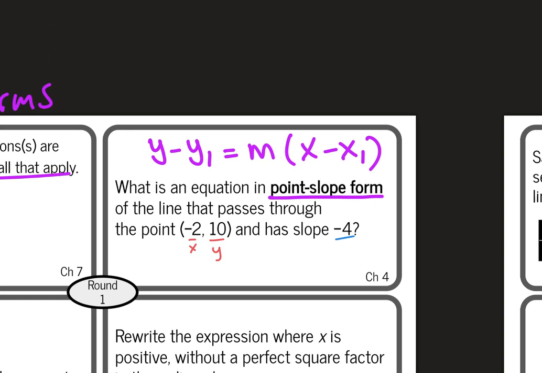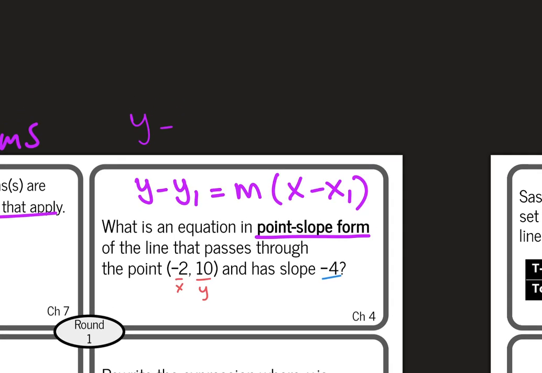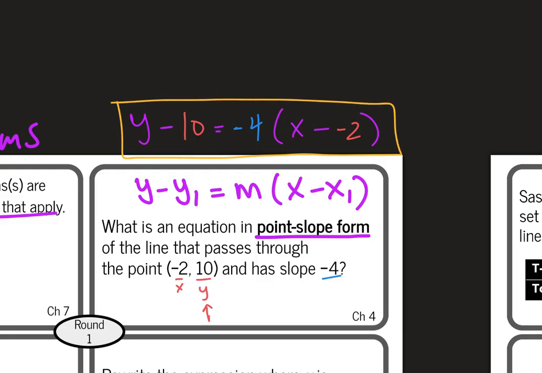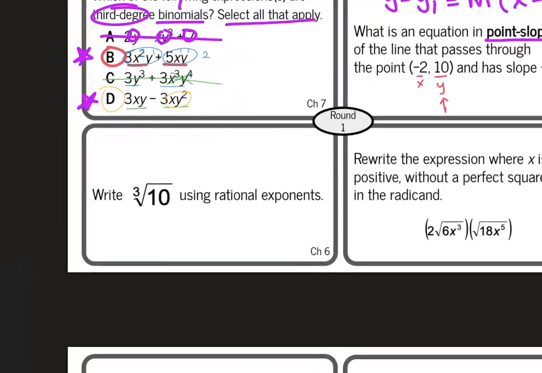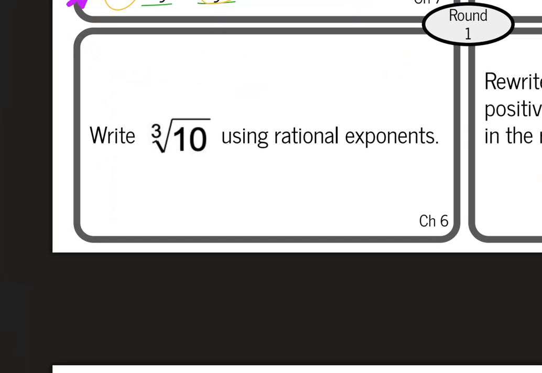I love these because it's basically like this. Y minus 10, because that's our y, equals the slope of -4 times x minus -2. So you could literally leave it like this. If you want to simplify it, about the only thing I might simplify is change that to a plus sign. Otherwise, we're good.